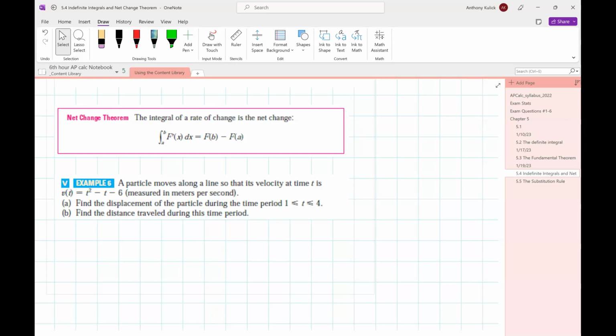So let's look at an example here. We have a particle that moves along a line so that its velocity at time t is given, measured in meters per second. Find the displacement of this particle during that time period and the distance traveled during this time period.